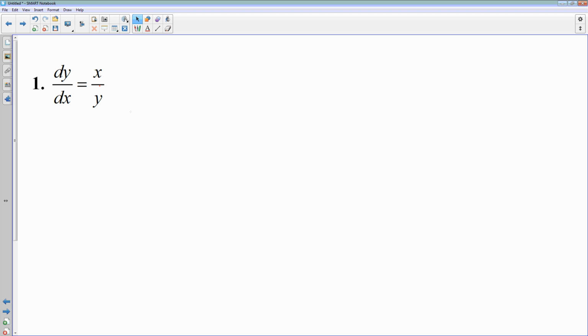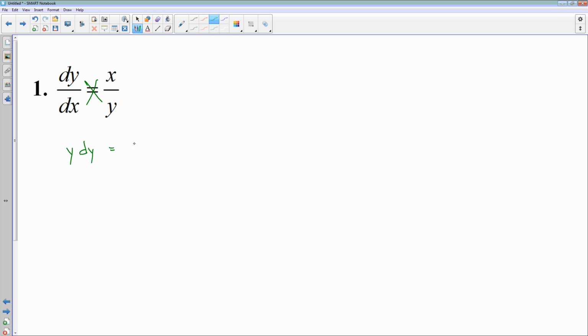The reason it's called separable differential equations is because part of the process involves separating variables, which means you want to get all of your y's on one side and all of your x's on the other side. And in this case, the way I'm going to do this one is I will cross multiply. dy dx equals x over y. If you cross multiply, you get dy times y, which I'm going to write in the order y dy equals dx times x, which I'm going to write as x dx.